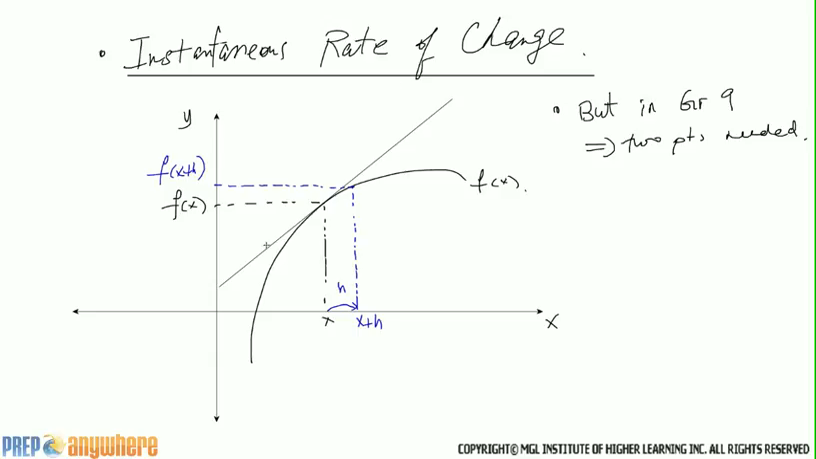Okay, and then we find the slope between those two, that's the secant, like that. So let's write the slope of the secant. Okay, let's find delta y over delta x.